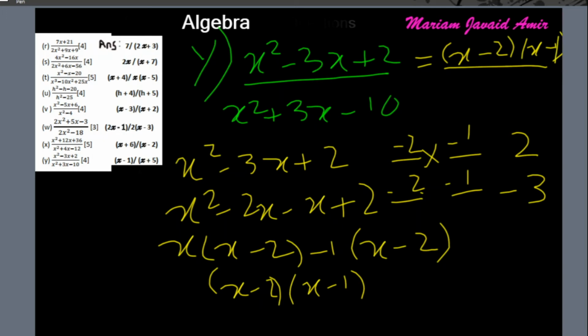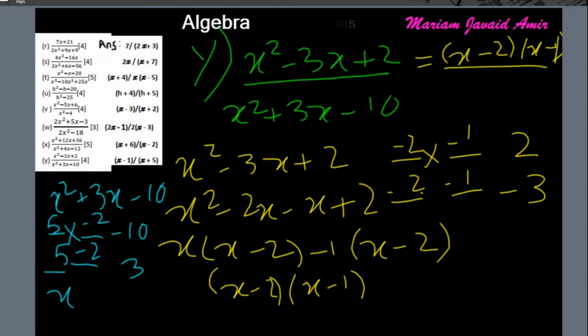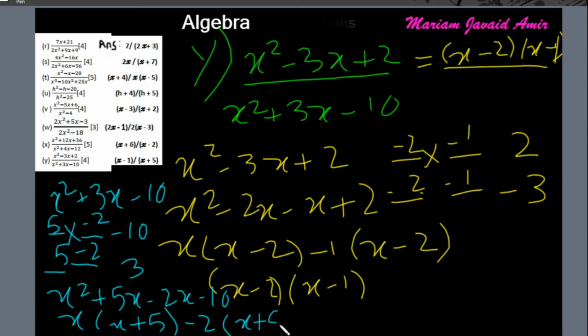Now let's factorize the denominator. We have x square plus 3x minus 10. So we're looking for two numbers which when multiplied should give us minus 10, which when added should give us 3. So that would be 5 times minus 2, and 5 minus 2 gives us 3. So x square plus 5x minus 2x minus 10. X is common here, x plus 5, minus 2 is common here, x plus 5. So the factorized form for the denominator is x minus 2, x plus 5.